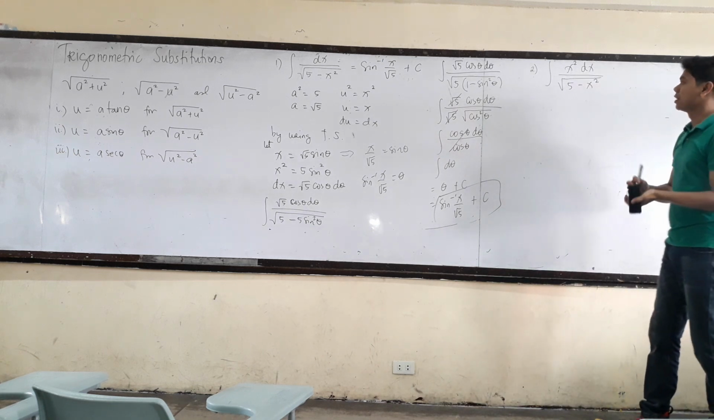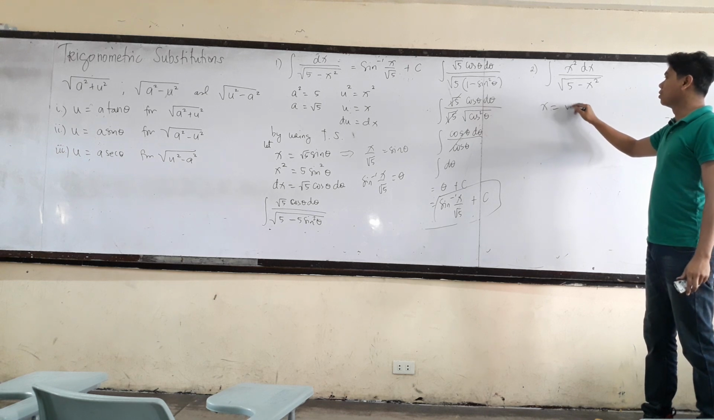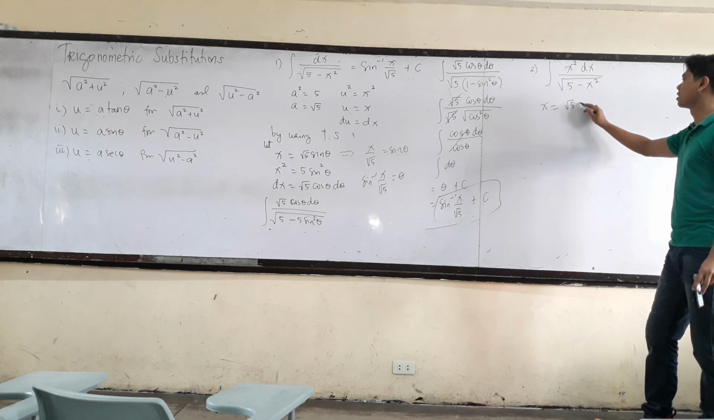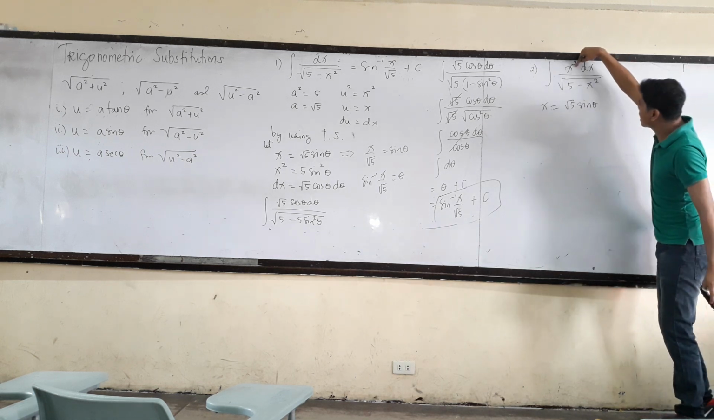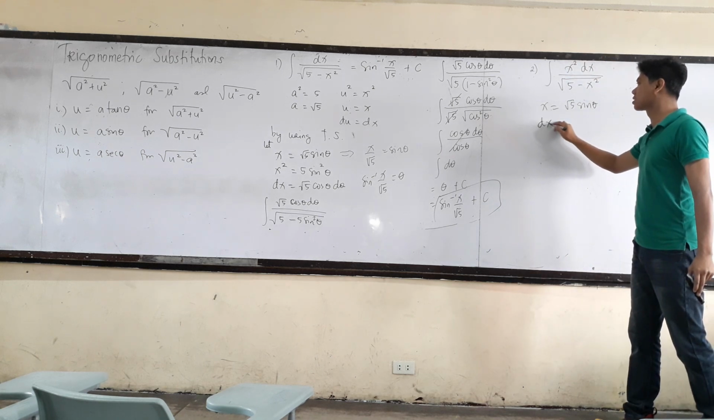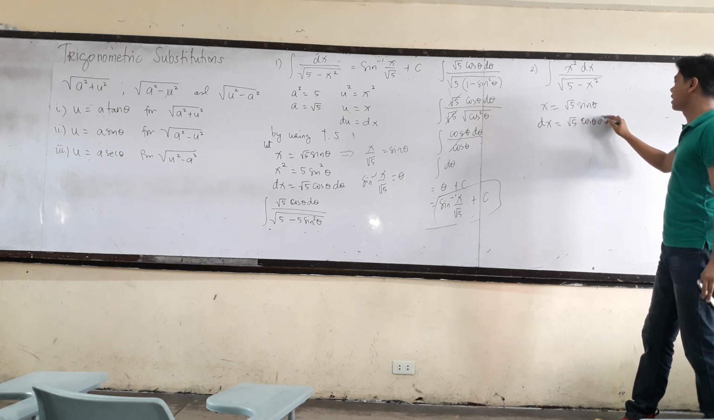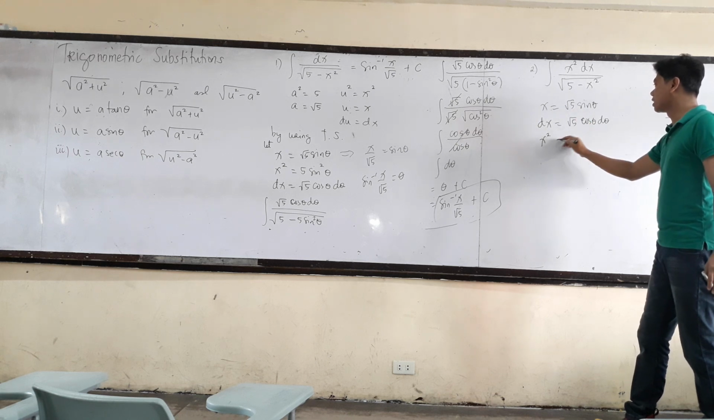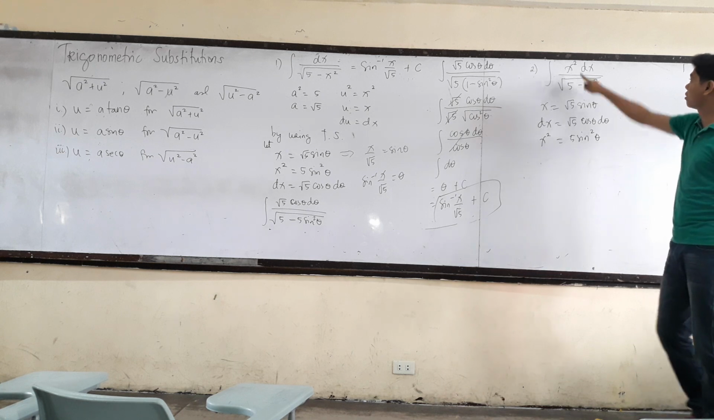So by using the same technique, we will let x be equal to square root of 5 sine theta. What do you need to have? You need to have x squared. You need to have dx. So we get dx equals square root of 5 cosine theta d theta. Squaring x, we get 5 sine squared theta. And then you replace everything.